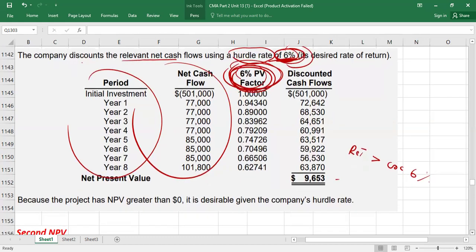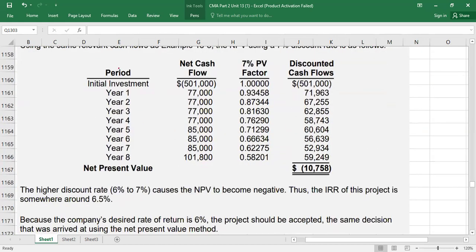So let's have a look. Now same thing. We will write the period as it is given in the first example. We'll write net cash flows, which are also given. We just increase the rate from 6 to 7% here. In your exam, you can increase the rate more, maybe by 5% or 6%. It's fine. Okay, so we increase to 7%.